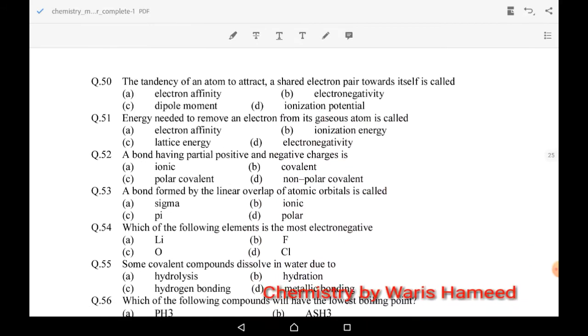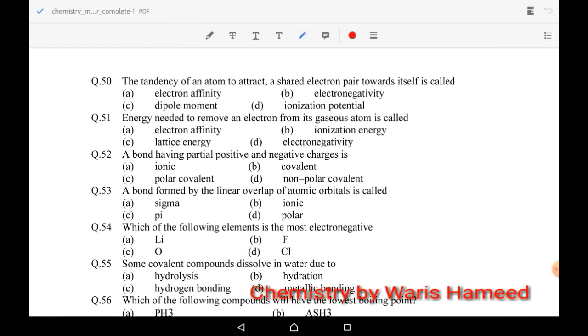The tendency of an atom to attract a shared electron pair toward itself is called electronegativity. Energy needed to remove an electron from its gaseous atom is called ionization energy. The bond which has partial positive and partial negative charges is a polar covalent bond. C option.